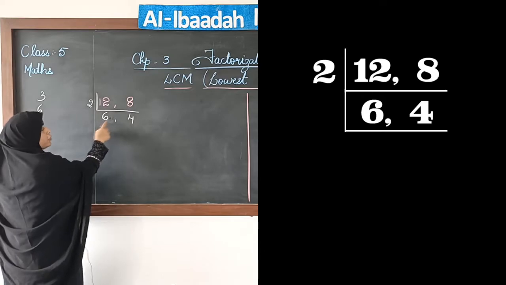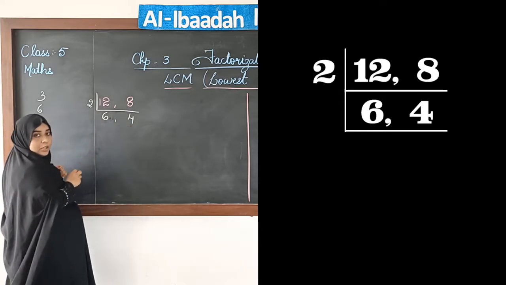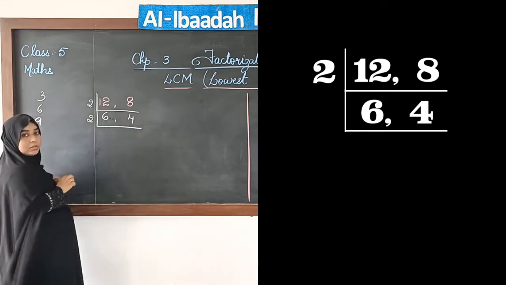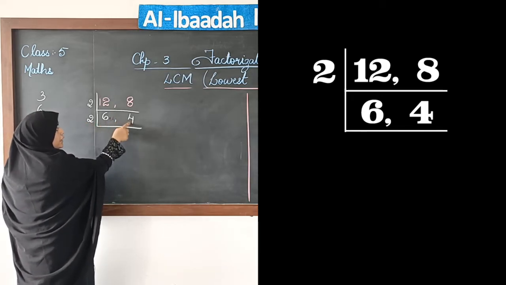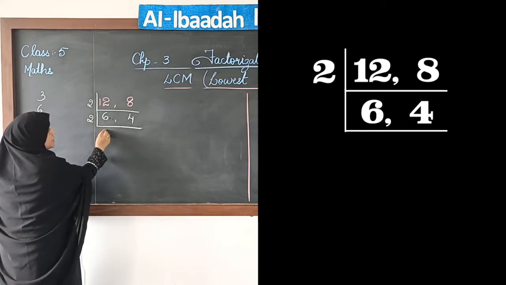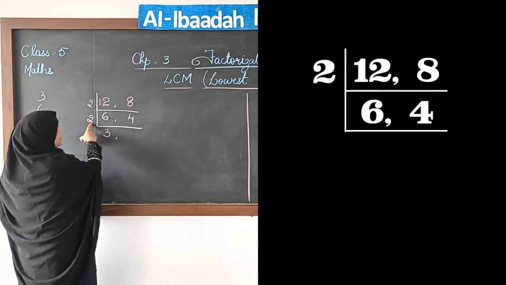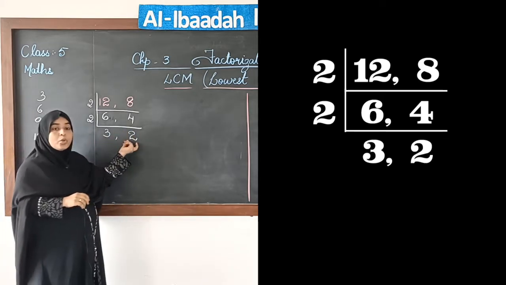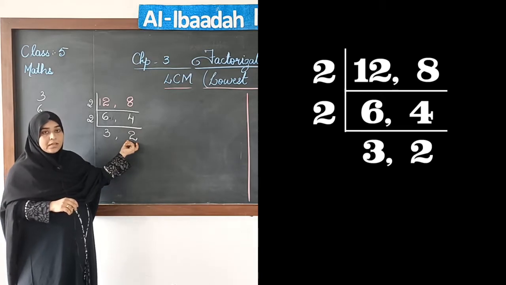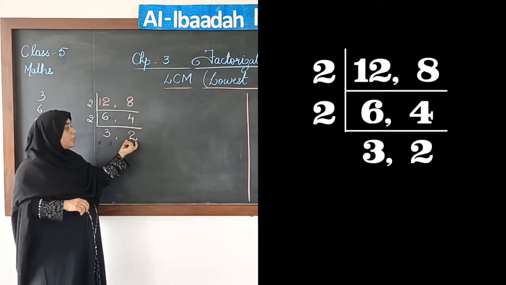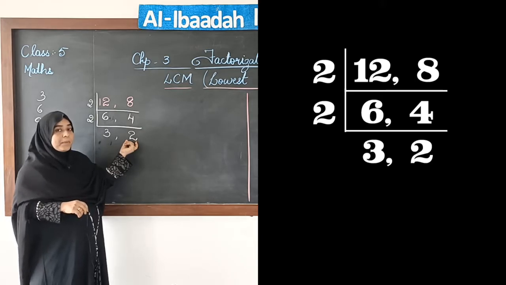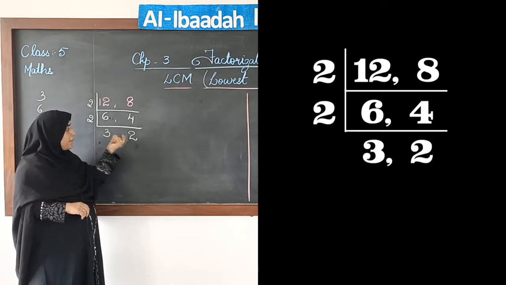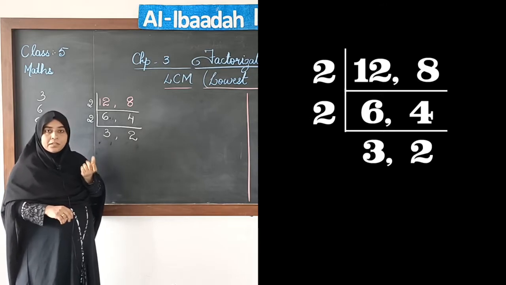Then again we have to look for a prime number which will divide 6 and 4. The next division we can do again with 2. 2 will divide 6, 2 will divide 4. So 6 divided by 2 is 3 and 4 divided by 2 is 2. Now you can see that I have got 3 and 2, both are prime numbers. We do not have a common number which will divide both except for 1. So we stop our division over here. Once we get prime numbers here, we stop doing the division.